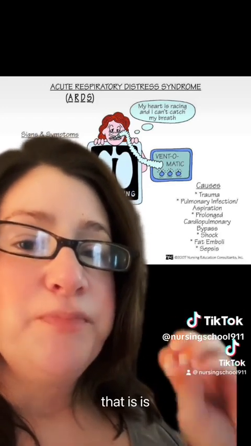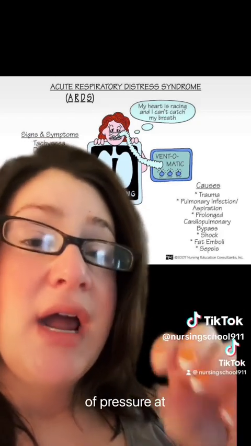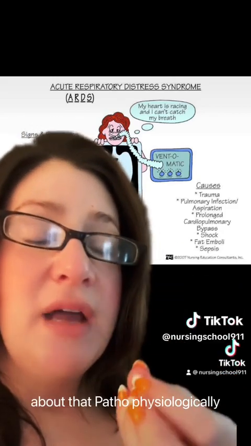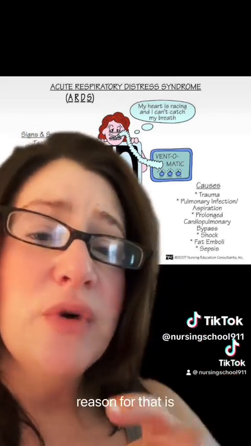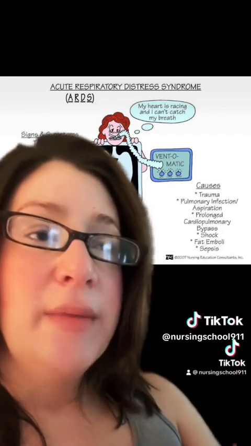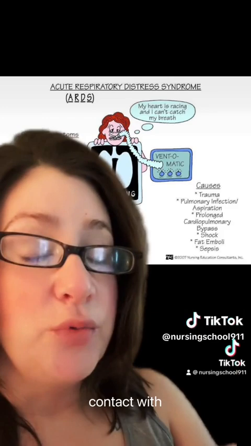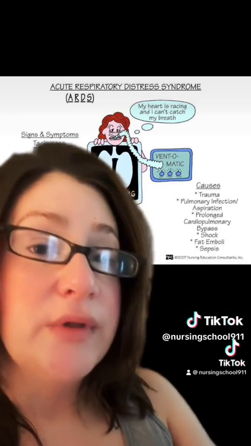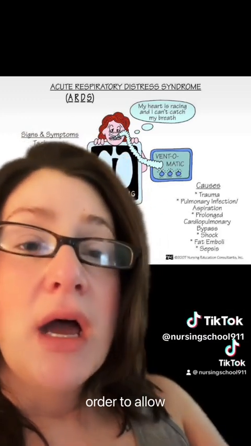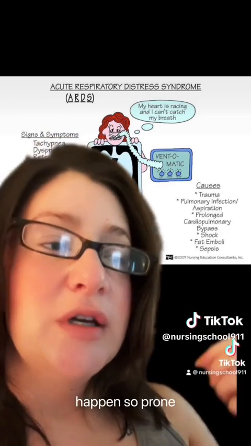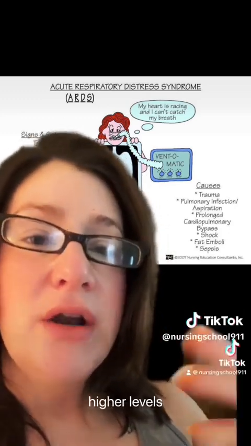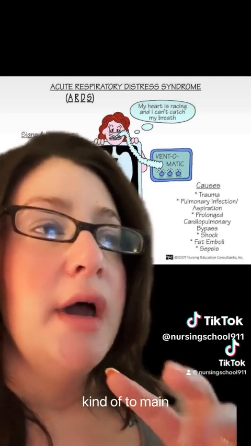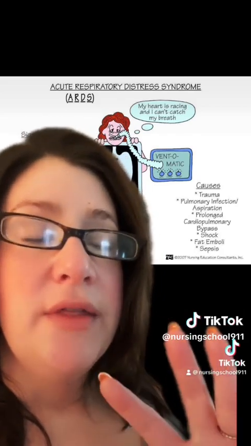That is positive end expiratory pressure. So what that is, that's an extra puff of pressure at the end of exhalation to really open up that alveoli. And so think about that pathophysiologically. The reason for that is to open up that alveoli because it's not coming into contact with the capillary. So we've got to open it up, we've got to puff it up so it will come into contact with the capillary in order to allow gas exchange to happen. So prone positioning and higher levels of PEEP when placed on the mechanical ventilator are kind of two mainstays of therapy with patients with ARDS.